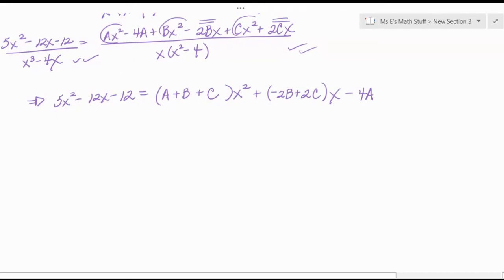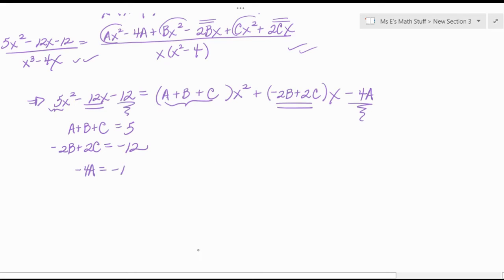Okay, now from here, we get our system of equations. So a plus b plus c must equal 5. And negative 2b plus 2c must equal negative 12, which I hope makes sense. You could divide everything here by 2 or negative 2, up to you, and make it simpler. And then last, negative 4a would have to equal negative 12. There we go. And so I have a system of equations.